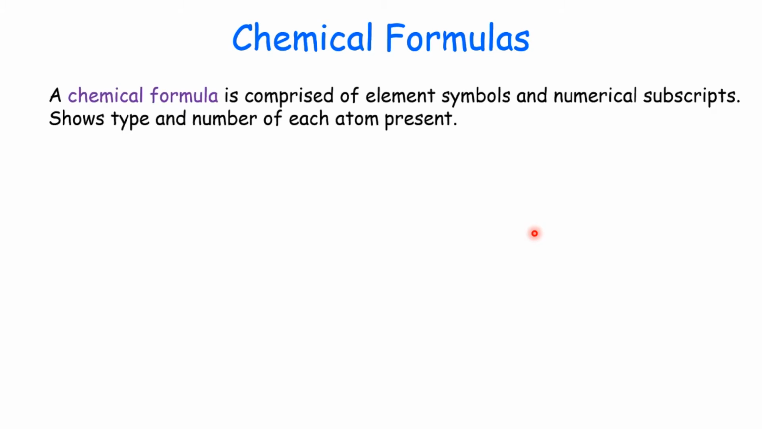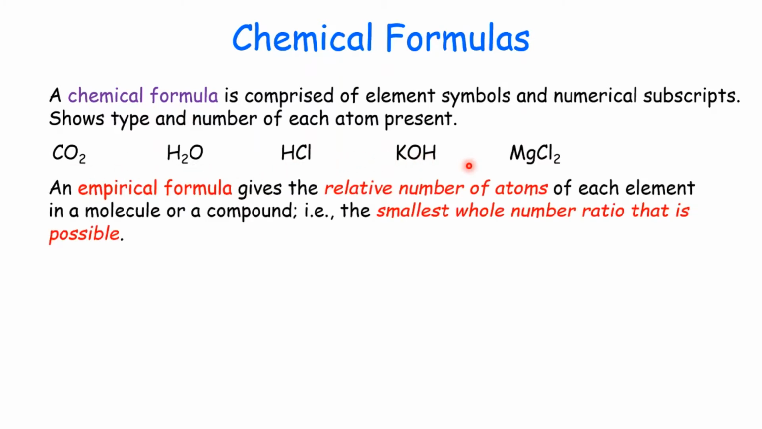A chemical formula is comprised of element symbols and numerical subscripts. So the formula shows the type and number of each atom present. Let's see, we have those few. Okay, they are all called chemical formulas.